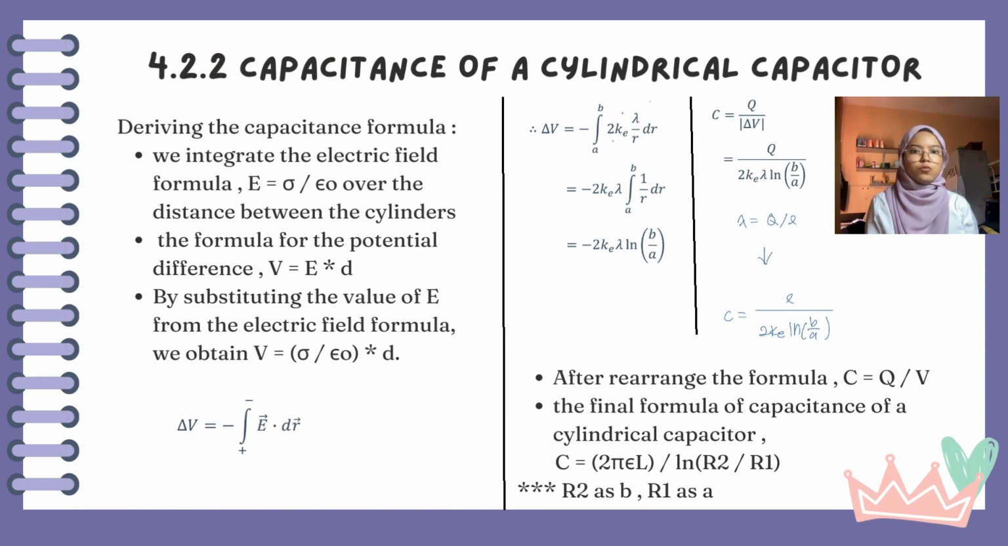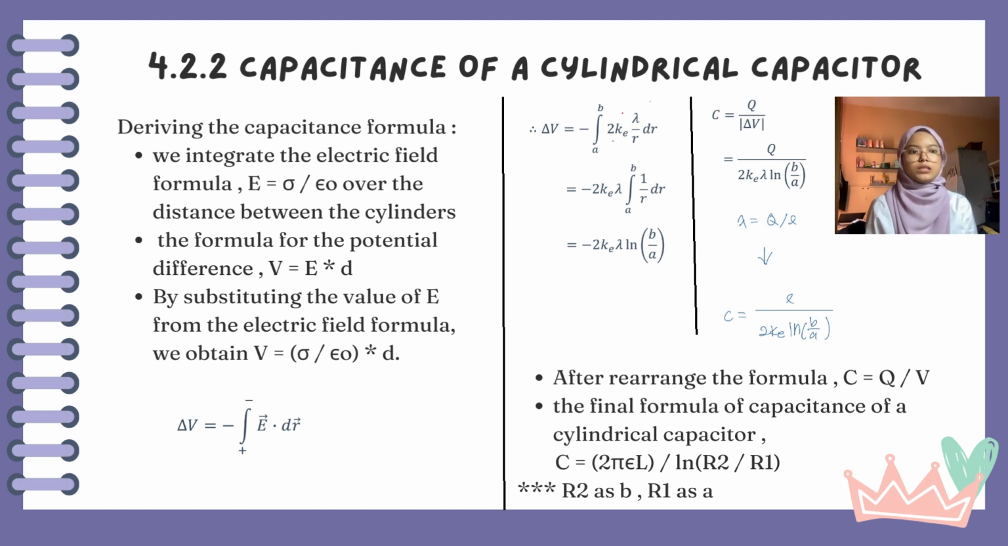To derive the capacitance formula for a cylindrical capacitor, we integrate the electric field formula E equals sigma over epsilon naught over the distance between the cylinders. The integration leads us to the formula for the potential difference V equals E times d, where d is the distance between the cylinders. Substituting the value of E from the electric field formula, we obtain V equals sigma times d over epsilon naught.